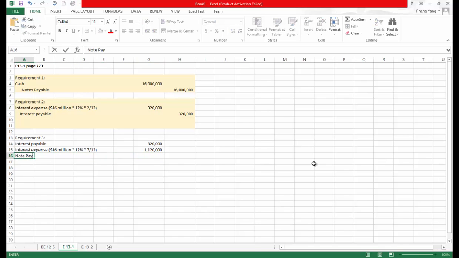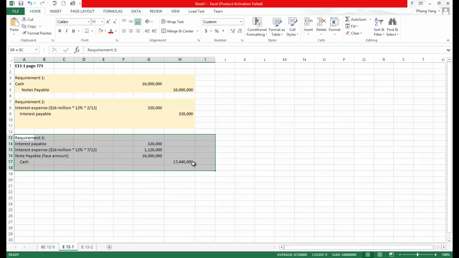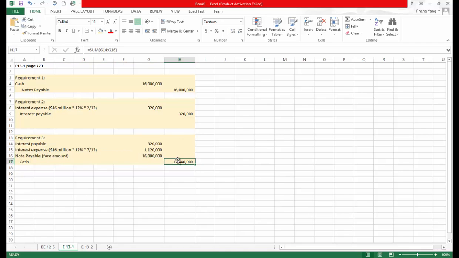Because we're paying off the note, we have to take that off the books. So note payable at the face amount of 16 million. Okay, so note payable here is going to decrease to 0. And then we're going to reduce our cash for that total amount. Okay, so that's the total cash that the business paid at the maturity date for the note.